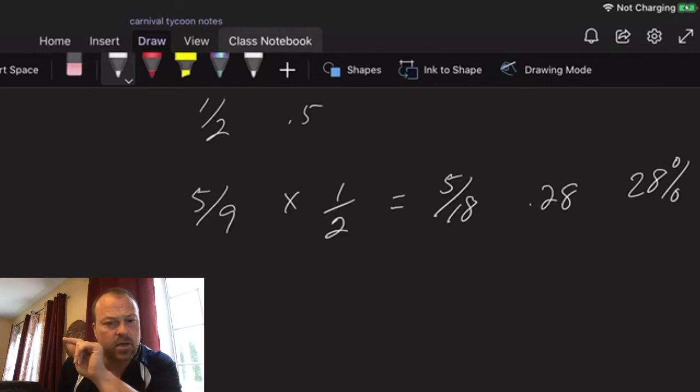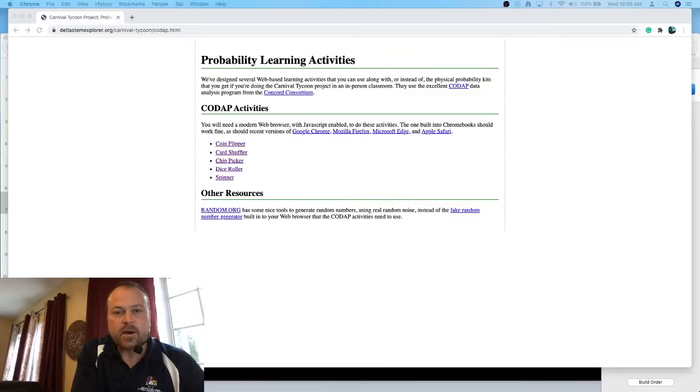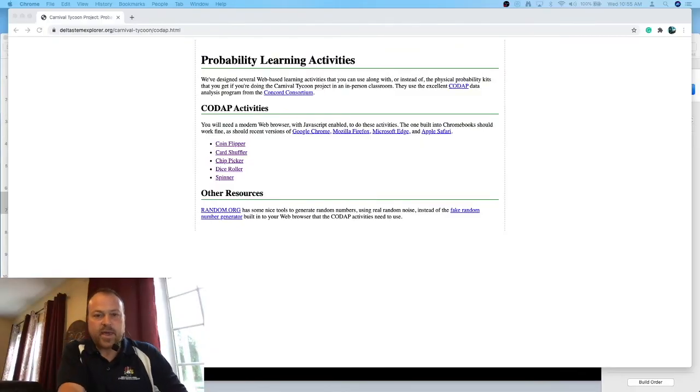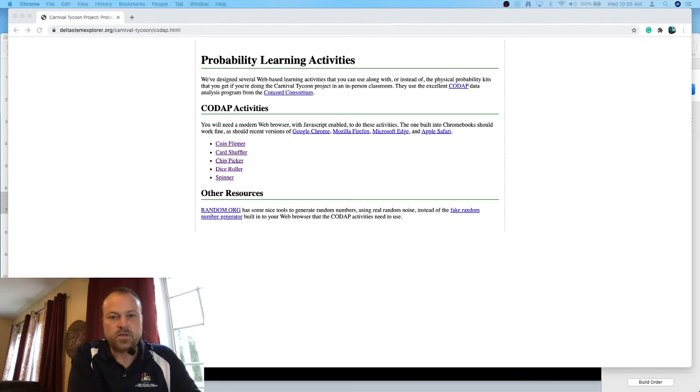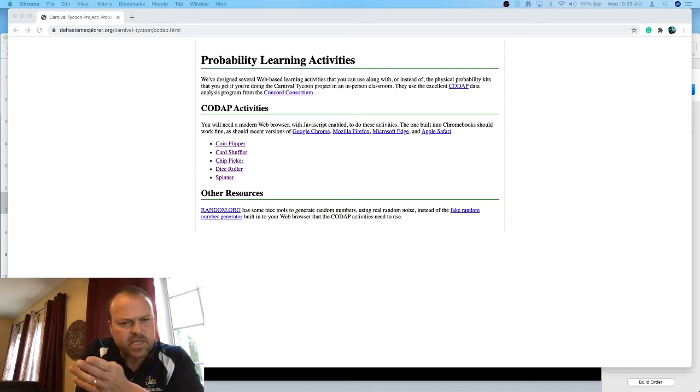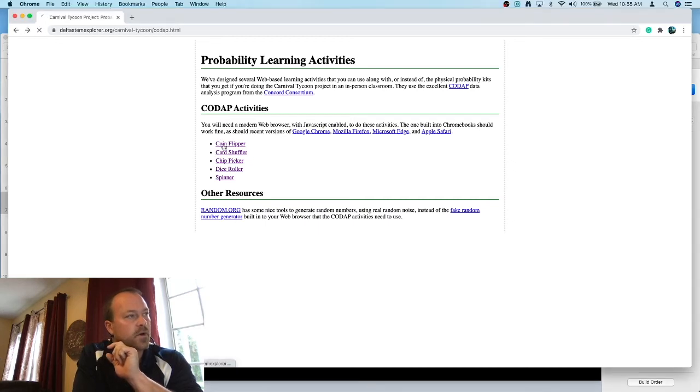So let's go ahead and go to our lesson plan page and open up our probability link. So here we are on our probability learning activities page. I want to take you through a couple things. I want to just review the coin flipper and the dice roller and the spinner. I just want to show you basically how these work because you're going to be doing an activity that takes about 15 minutes that will involve you manipulating these apps. So the first one will be the coin flipper.